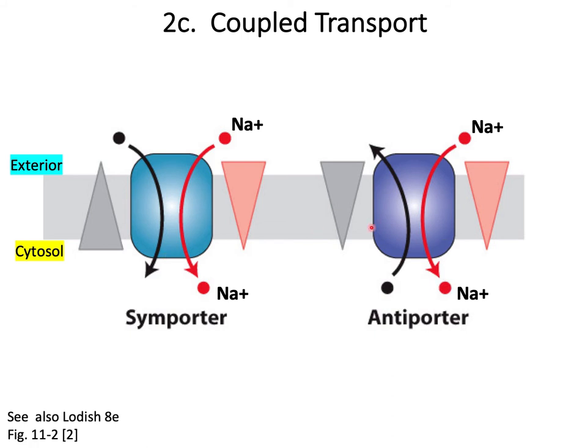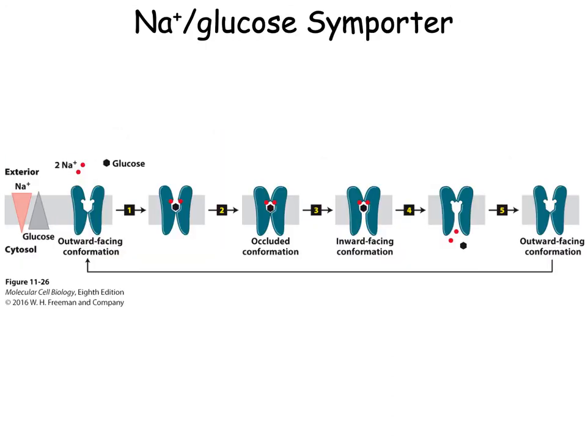On the other hand, the cells can move substances in the opposite direction. So in this case, the sodium is moving down the concentration gradient, and thus the other substance is moving from the cytosol to the extracellular space against its concentration gradient. See, the concentration gradient here for this black molecule or ion is opposite from this one. So here in the cytosol, you have less concentration, and outside you have more concentration, and it's moving against its concentration gradient. So in this case, the transporter is known as an antiporter. So let's take a look at one example of a symporter and one example of an antiporter in detail.